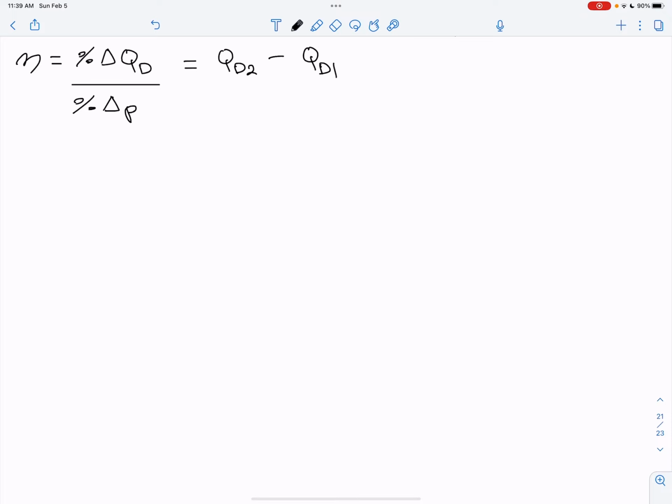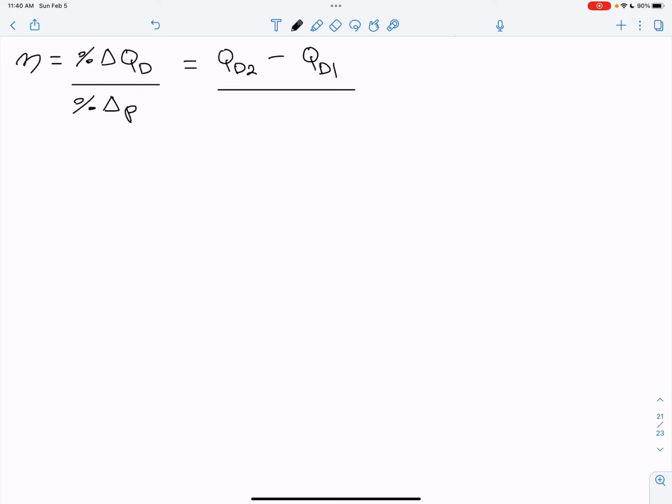All right, so price elasticity of demand is equal to percentage change in quantity demanded divided by percentage change in price. But we're going to take the percentage change in quantity demanded relative to the average quantity. What do I mean by that? So previously we had quantity demanded 2 minus quantity demanded 1, but then we divided that by the initial quantity, which was quantity demanded 1.